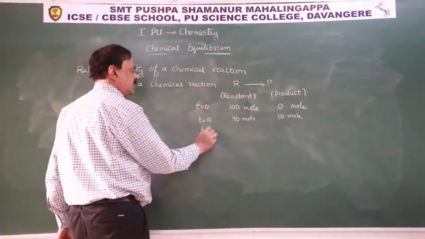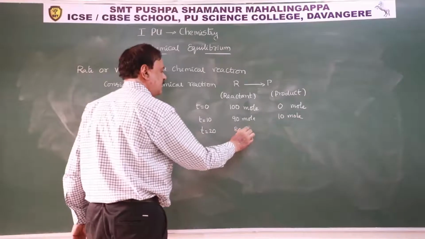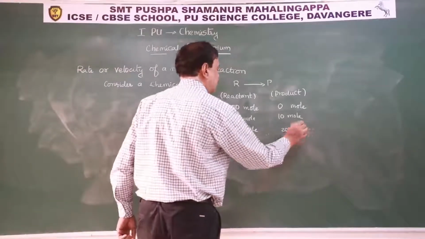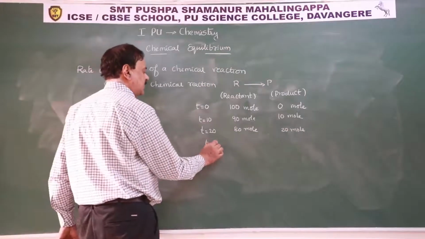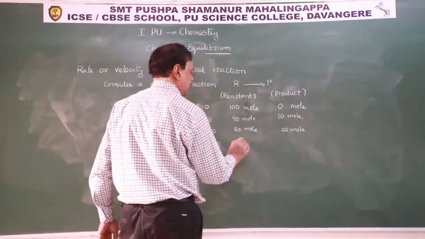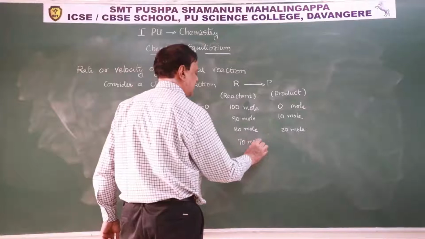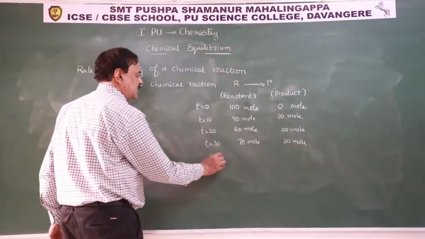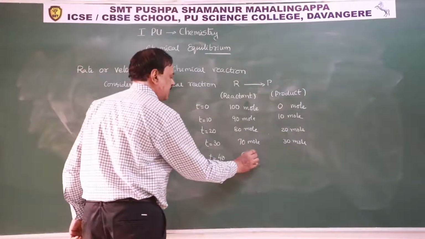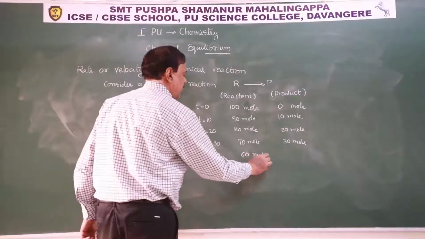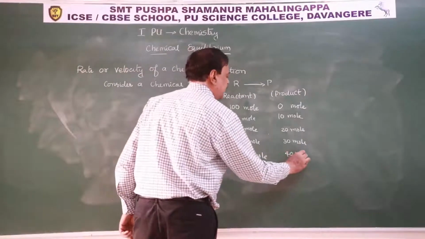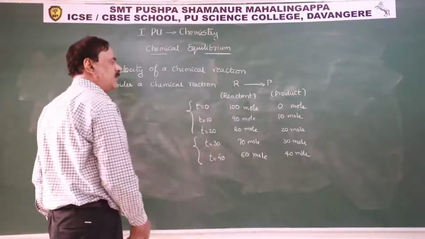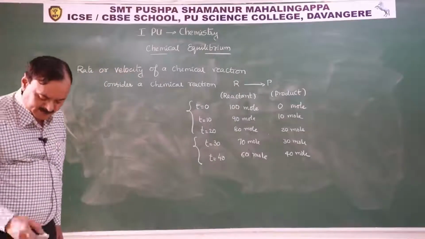When t is equal to 20 seconds, the amount of the reactant is 80 moles and the amount of the product is 20 moles. As time further increases, at 30 seconds, there are 70 moles of the reactant and 30 moles of the product. At 40 seconds, the amount of the reactant is 60 moles and the amount of the product is 40 moles. See, as time changes, the amount of the reactant changes and the amount of the product also changes.